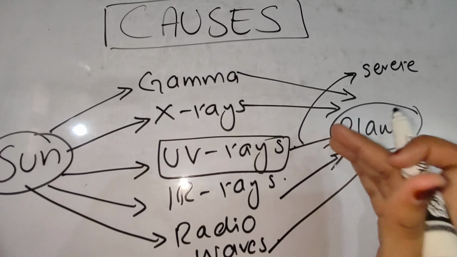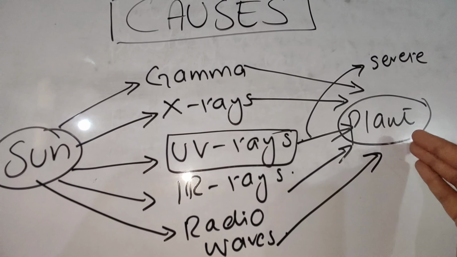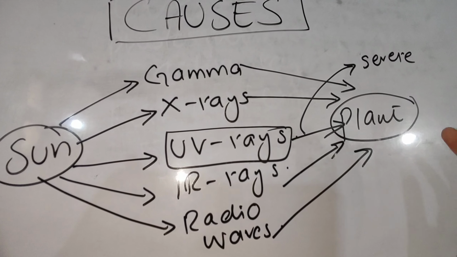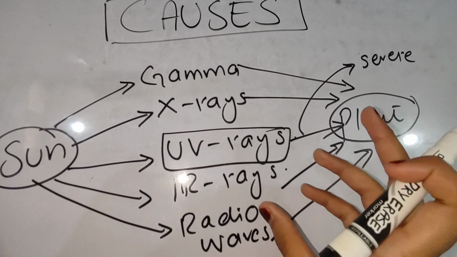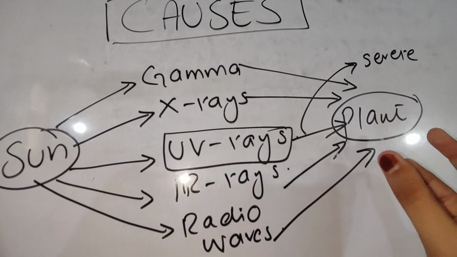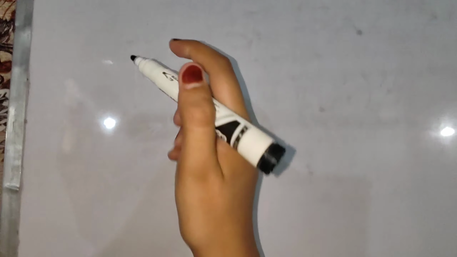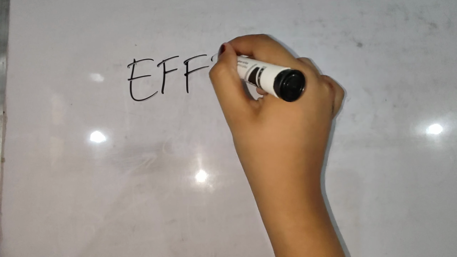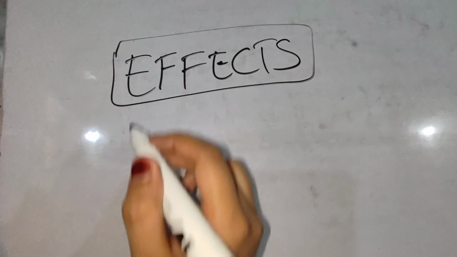I've already told you how UV rays are so damaging to plants and why. Because the ozone layer is disappearing, and that's why the UV rays that come from the sun directly reach the earth and disturb the natural flora and fauna of earth. Let's talk about the effects as a result of this UV radiation.